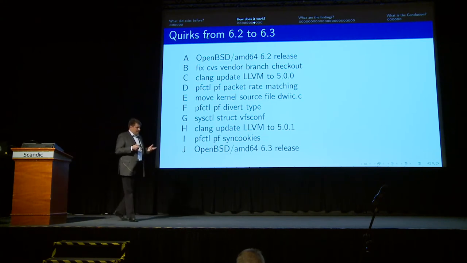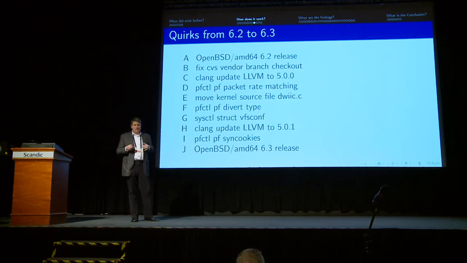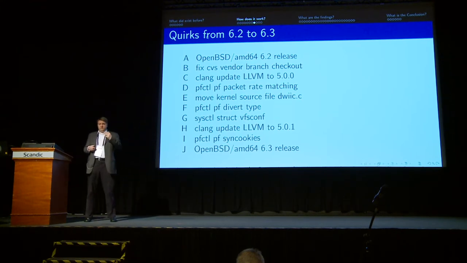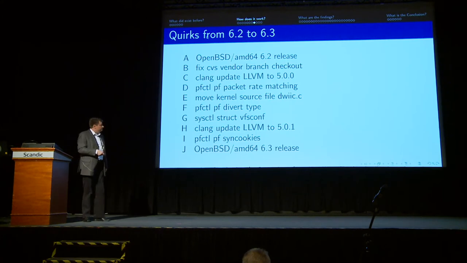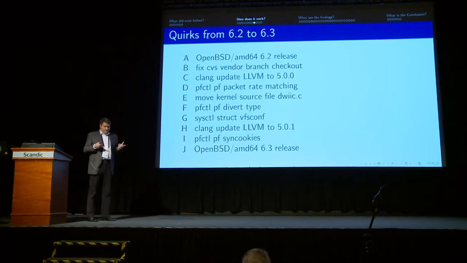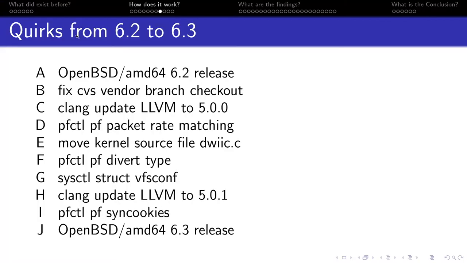Next one, the E. Somebody made a mistake when he committed the kernel. He forgot a file, and the kernel didn't compile anymore. Normally, such things are fixed within hours in the OpenBSD tree. But when I do the CVS checkout exactly at the moment where it was broken, the kernel doesn't compile. Then I just apply a patch and fix it. So here, again, the PFCTL header files change, so I have to recompile the userland. Here, same for sysctl. Then clang was updated again, PFCTL was changed, and then we are at OpenBSD 6.3.